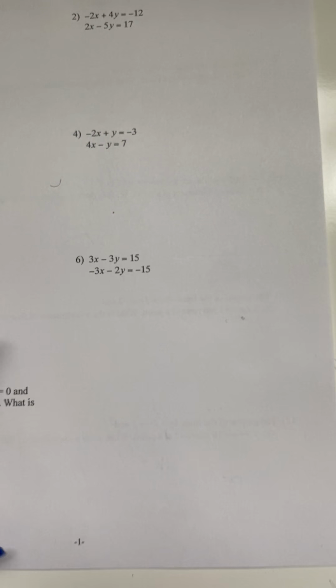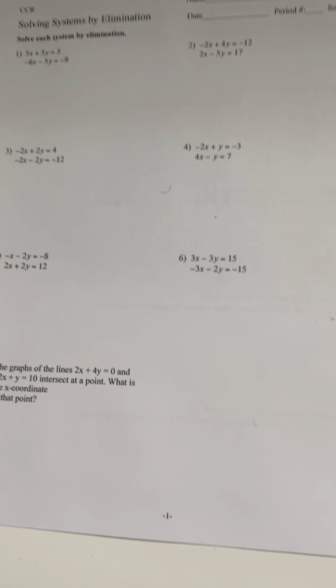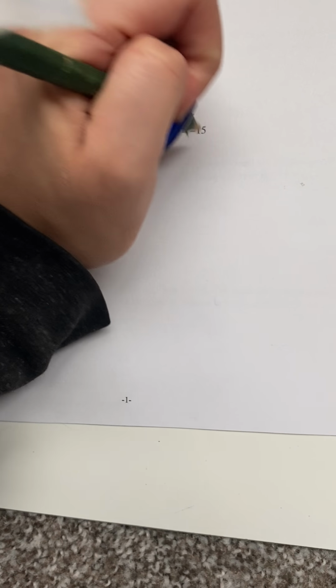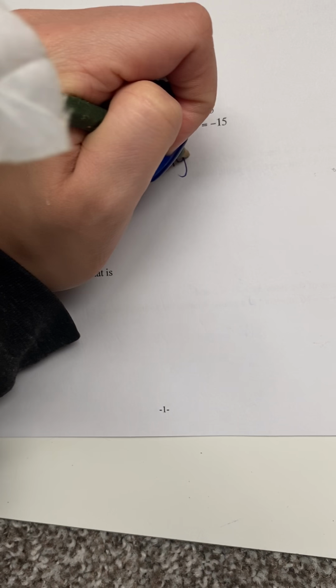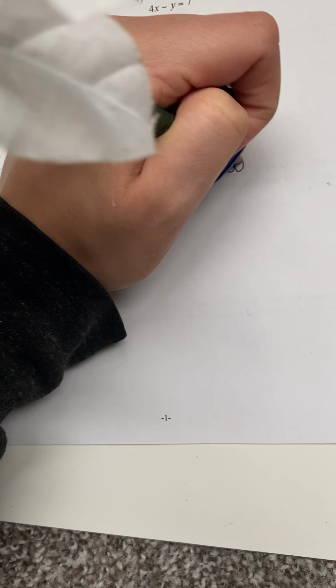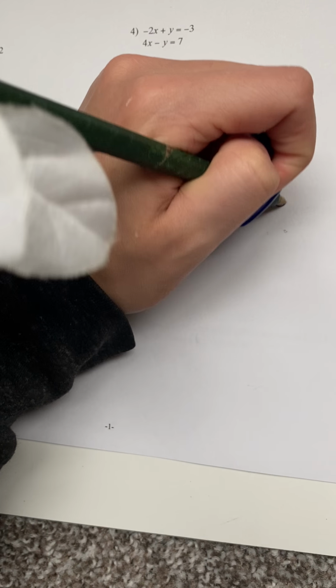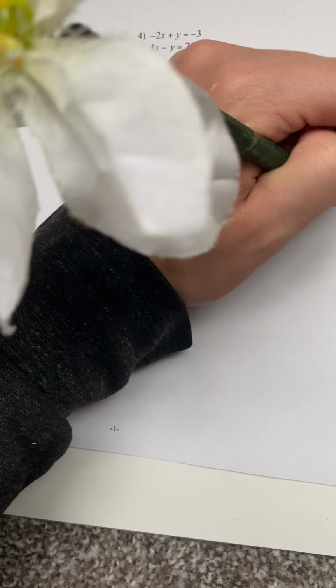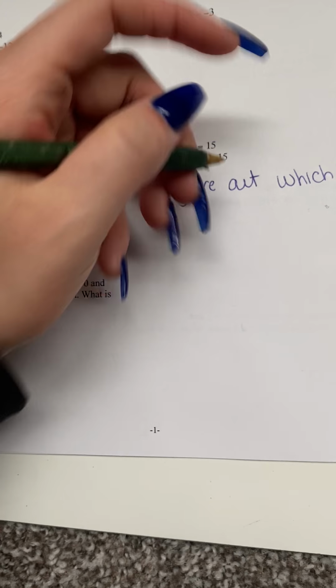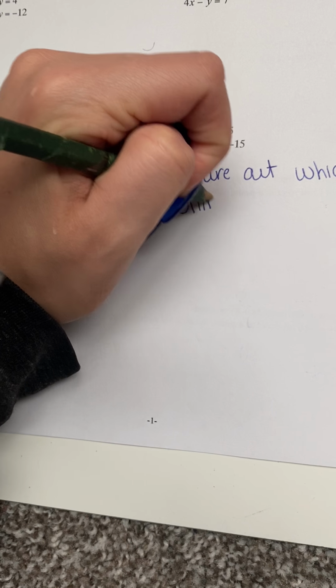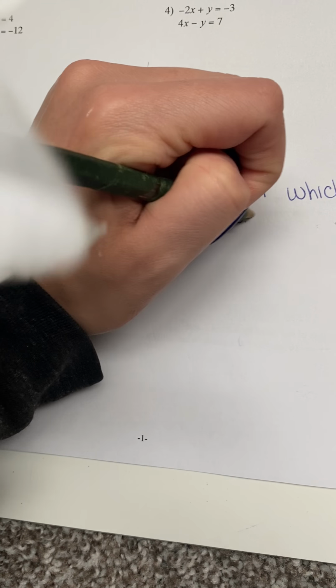So, step one, and it's called elimination for a reason. Step one, we are going to figure out which variable, and sorry, my handwriting is atrocious right now, which variable eliminates. So immediately right off the bat, we should have a variable that eliminates.